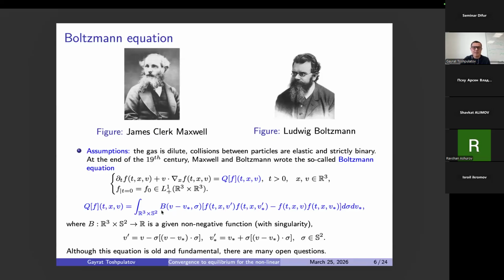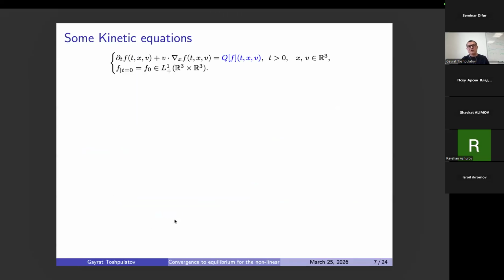However, this equation is very hard to study because of this nonlinearity, and since this function b has singularity, there are so many open questions. For example, there is no good existence results for this. So after this introduction of the Boltzmann equation, different versions of this equation have been suggested depending on the model and depending on the situation. I just want to give some examples. So many kinetic equations have this form.